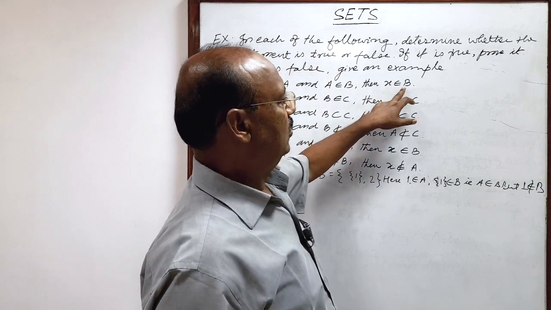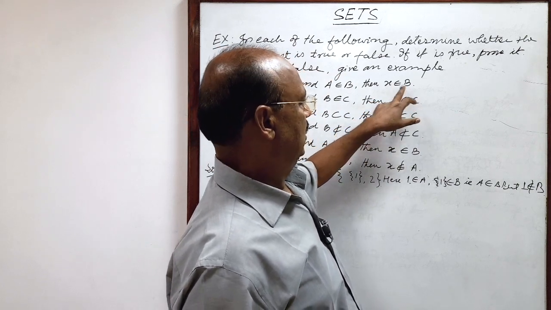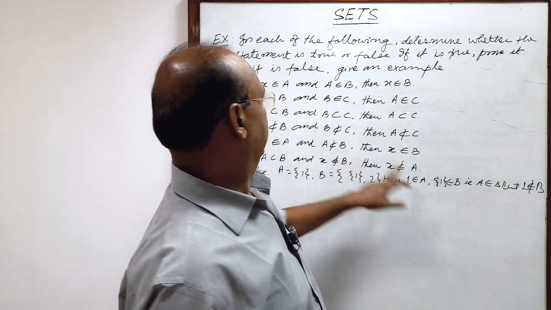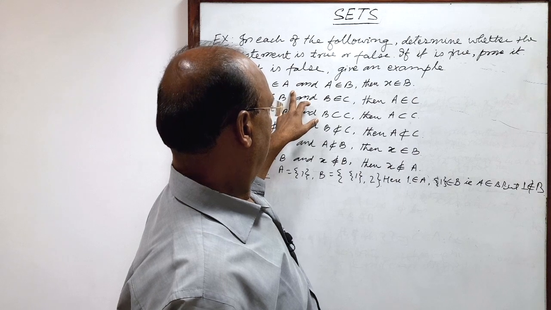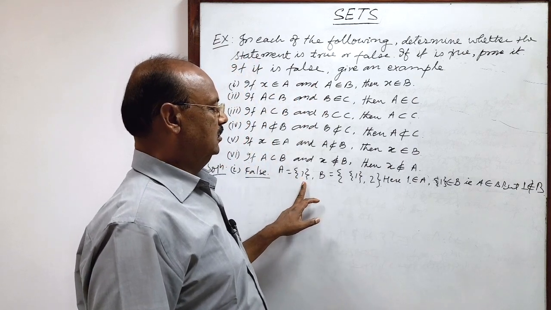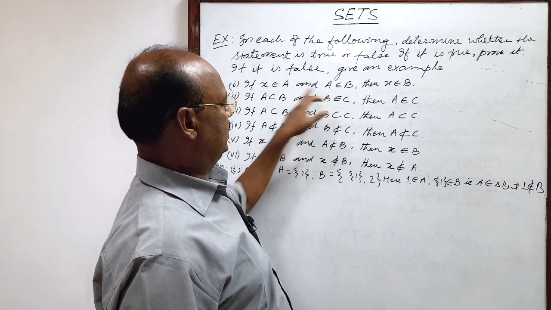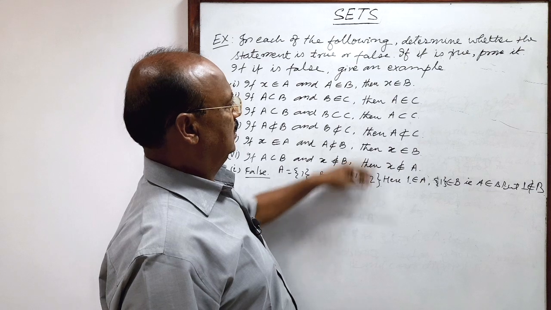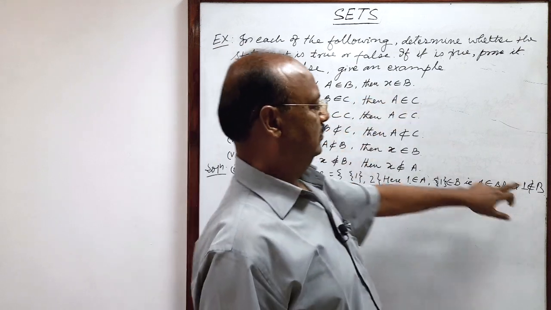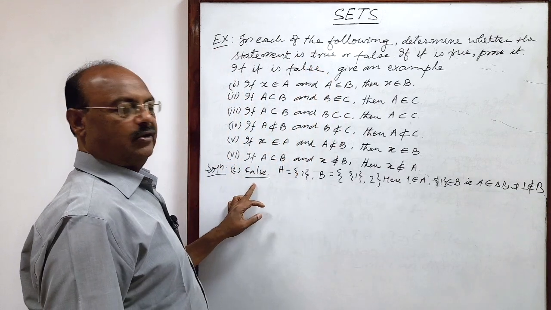So X belongs to B, this statement is false, because here we are taking X as 1, 1 is belonging to A, and set A is having element 1 which is belonging to set B. These two propositions are being fulfilled, but this statement X belonging to B is false. Okay, that's why this statement is false.